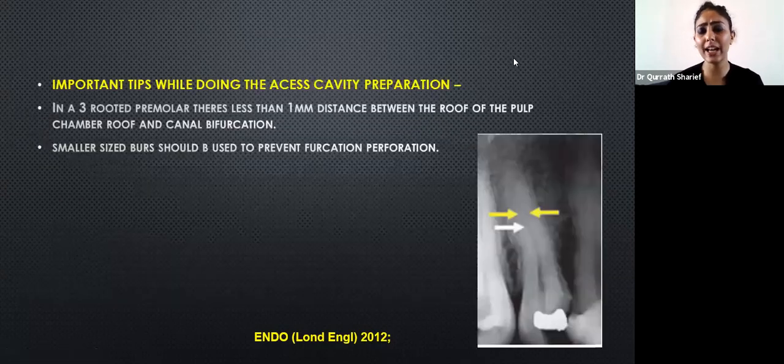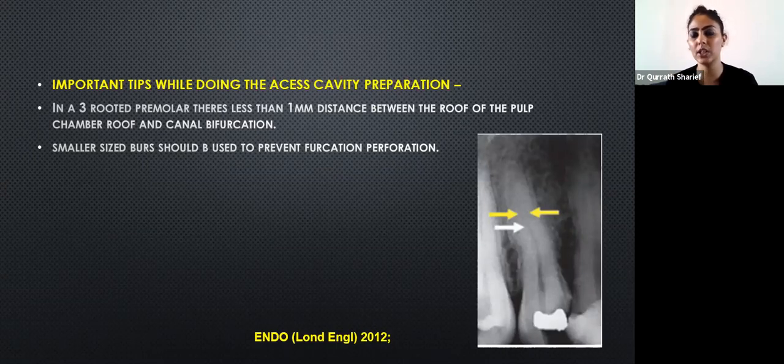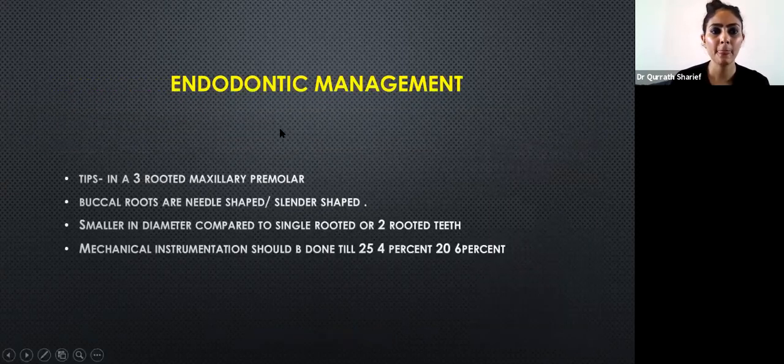When you do an access cavity preparation, please use smaller round burs, especially for your premolars, because the distance from the roof till the furcation area is just 1 millimeter. So if you use longer burs, there is a large chance that you can perforate the furcation area. So this is very important. You need to keep this in mind when you do access for your premolars.